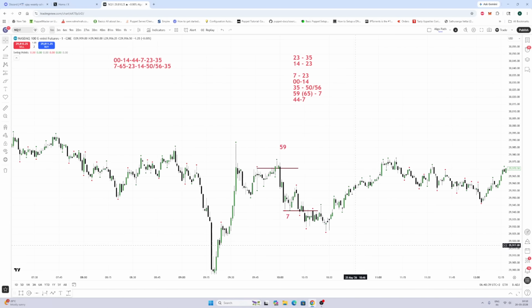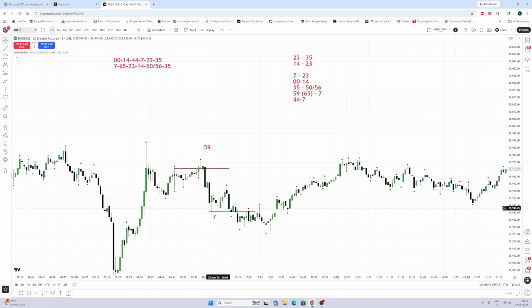But what did you see here? Did the market stop at the algorithmic pivot? Yes. So 59 was the high. So it is supposed to stop at 7. So it stopped here at 10:06, 10:07. And you wanted to buy in, you get stopped out.